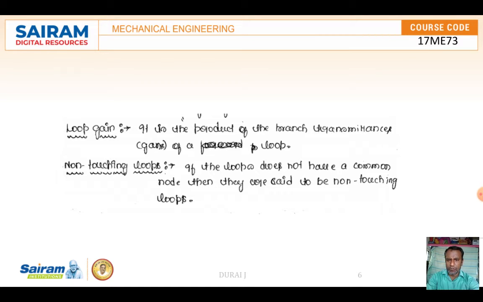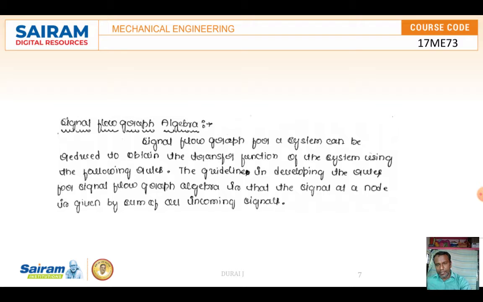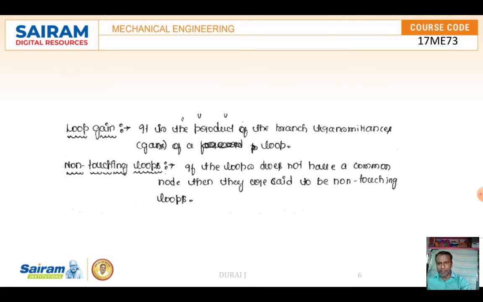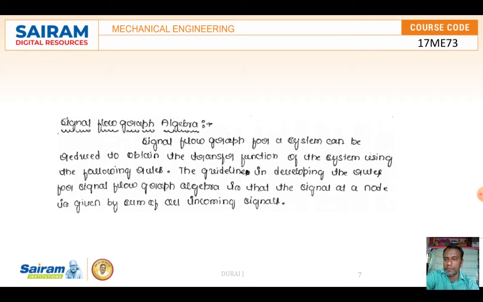Then non-touching loops. Whichever individual loops do not touch in the paths are called non-touching loops. These loops do not have any common node. Normally non-touching loops come from the individual loops. If two individual loops do not touch, that is called non-touching loops.